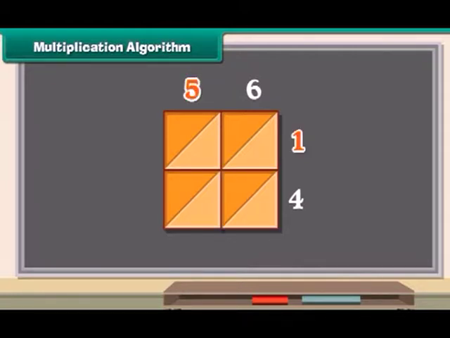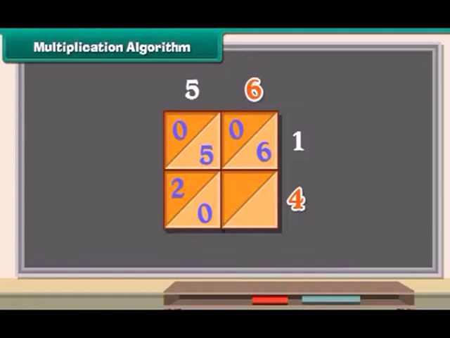First multiply 1 and 5. Write 5 in the ones place and 0 in the tens place. Then multiply 4 and 5 to get 20. Write the 0 of 20 in the ones place and the 2 in the tens place. Then multiply 1 and 6. Write 6 in the ones place and 0 in the tens place. Finally multiply 4 and 6. The result is 24. Write 2 in the tens place and 4 in the ones place.